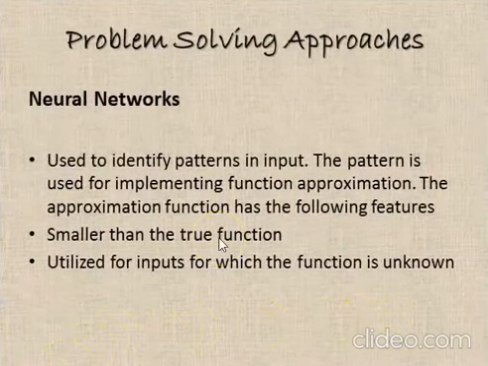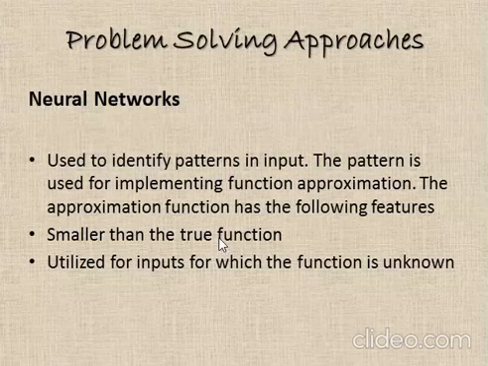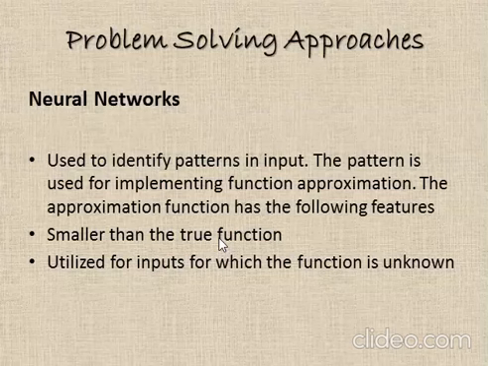Then we have neural networks. They are used to identify patterns in input. We have many inputs, and we will find some pattern in that input so that we can generate new input without actually having that input. If we get a pattern, then we need not have that input, because this pattern will lead to a new input, and this pattern is used for implementing function approximation.